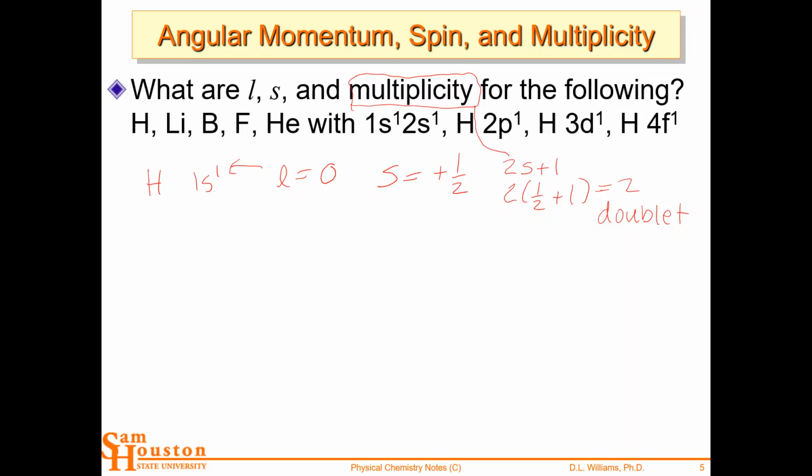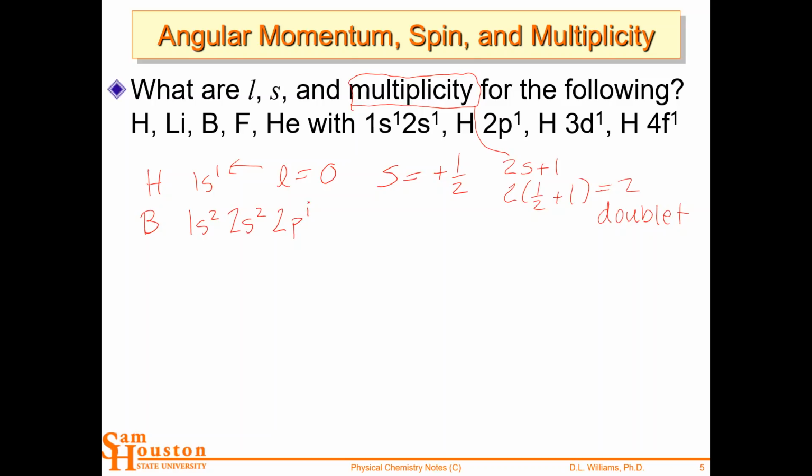So this is an exercise that you're going to have to practice. And so let's go to, let's see, let's do boron. That'll be interesting. So we'll skip lithium and go to boron. What's the electron configuration for boron? Well, it has 1s2, 2s2, 2p1.